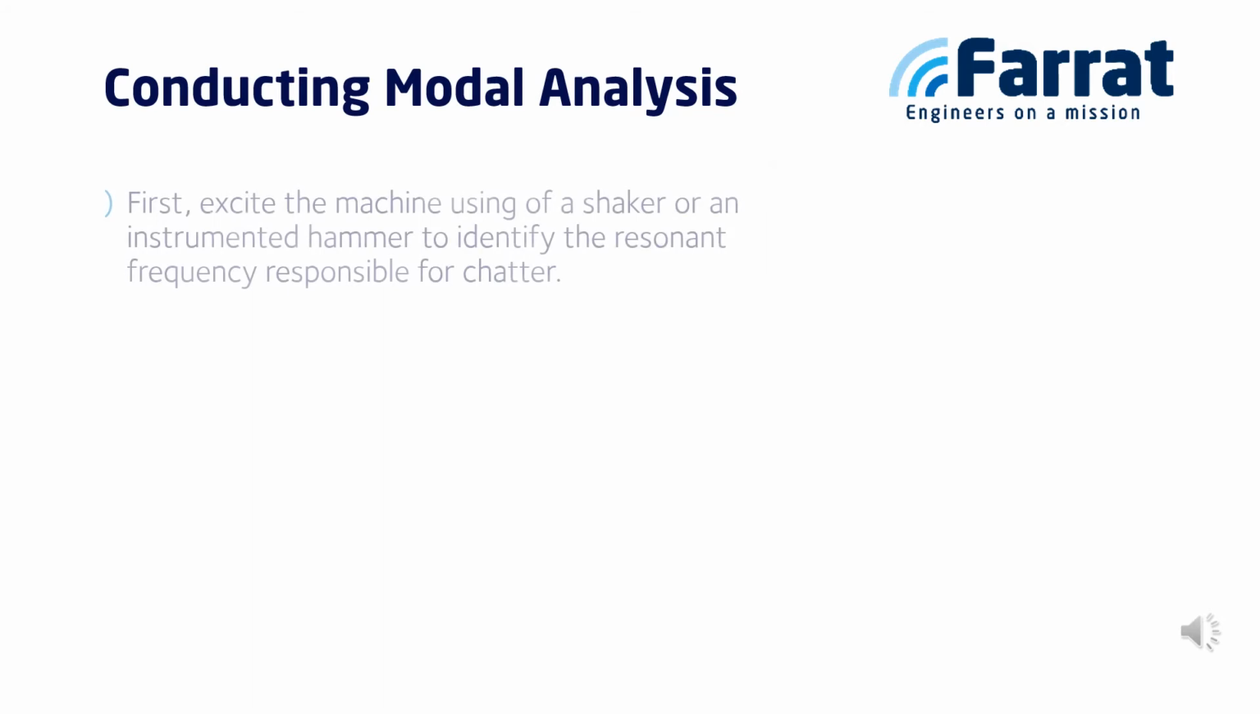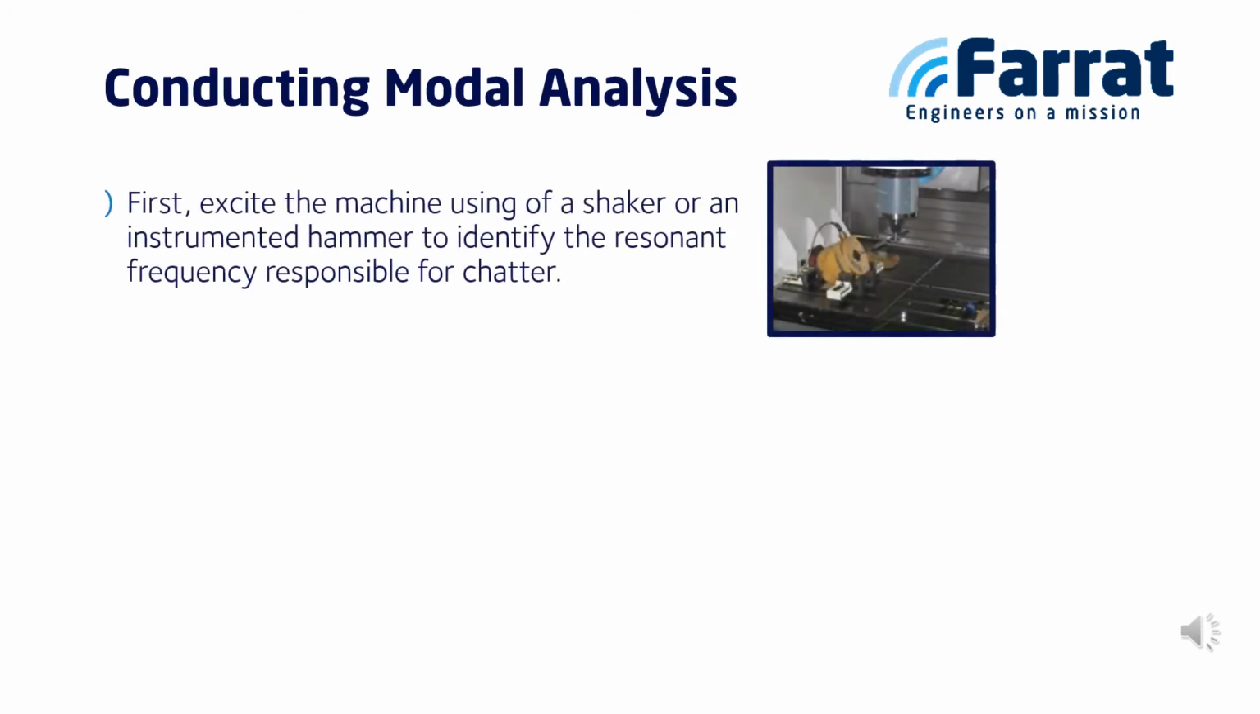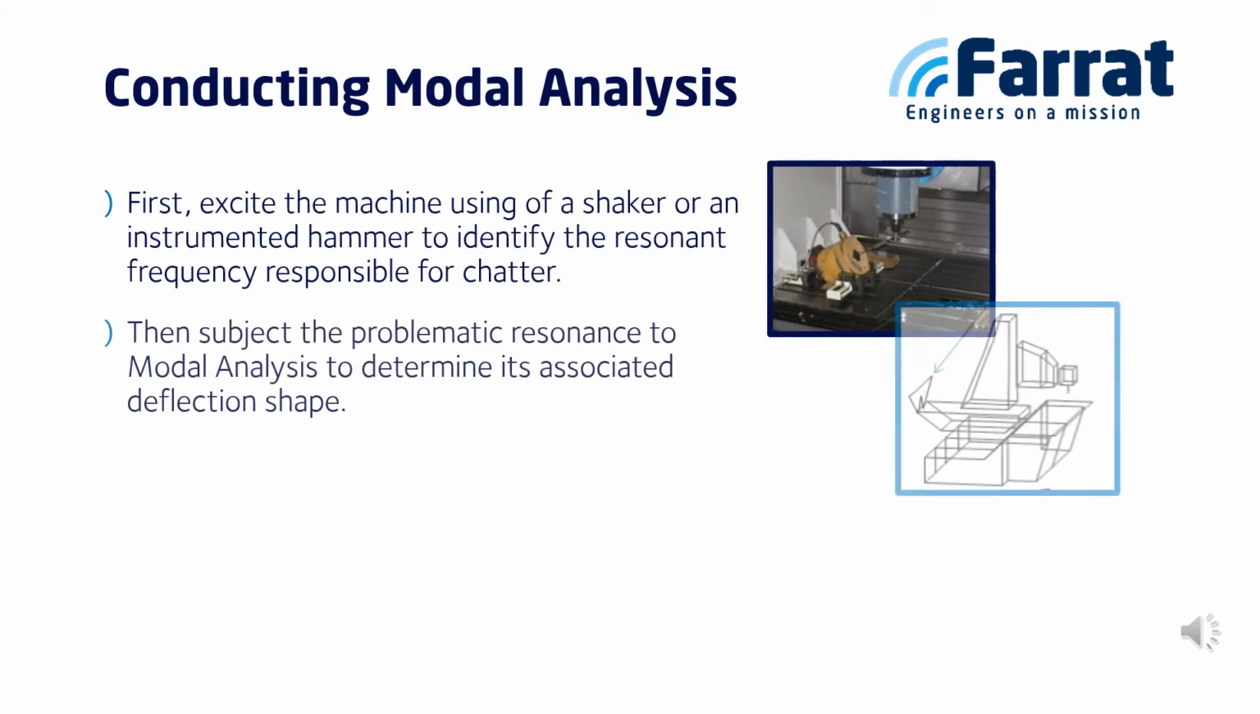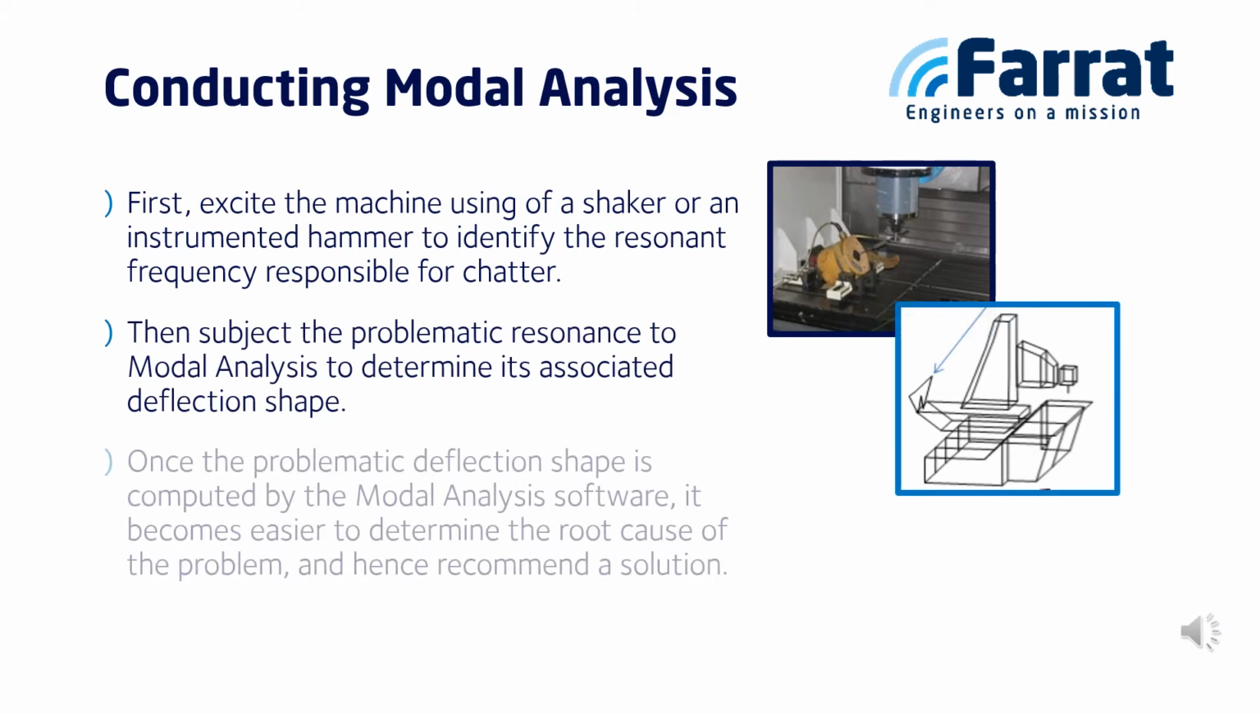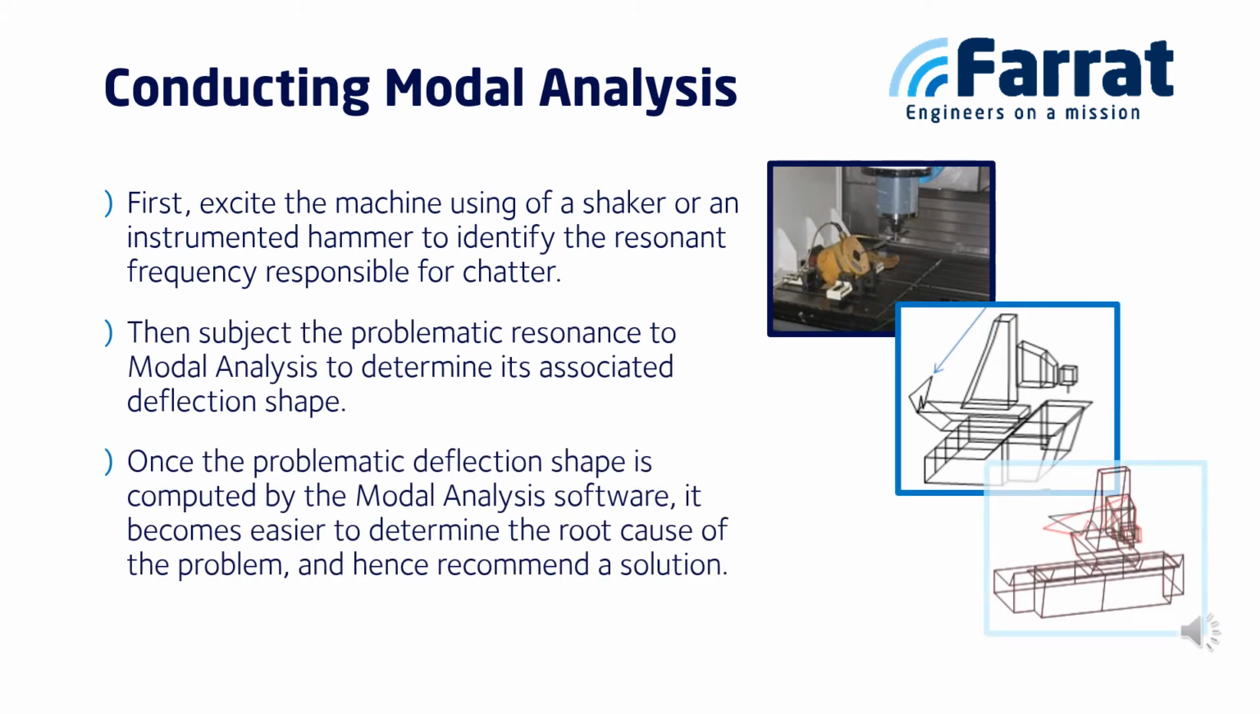When conducting modal analysis, you must first excite the machine using a shaker or an instrument hammer to identify the resonant frequency responsible for the chatter. Once identified, the problematic resonance is loaded into the modal analysis software to determine its associated deflection shape. By analysing the deflection shape, you can determine the root cause of the problem and then move towards developing a solution.